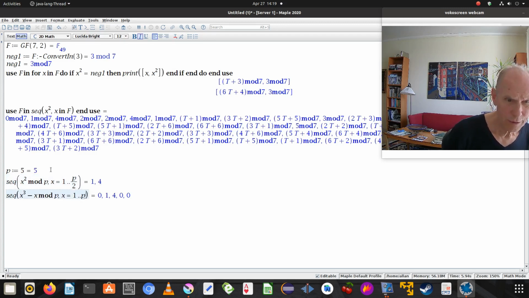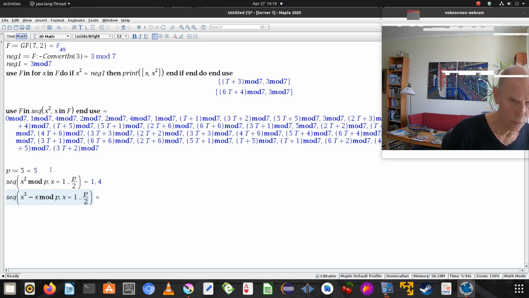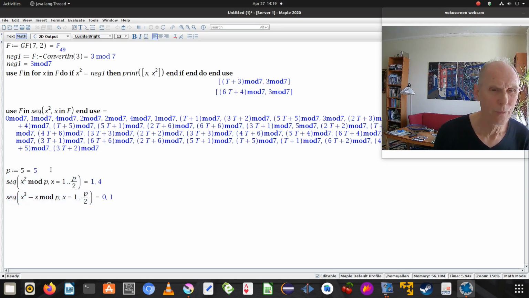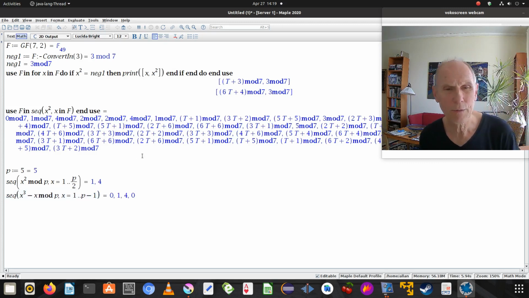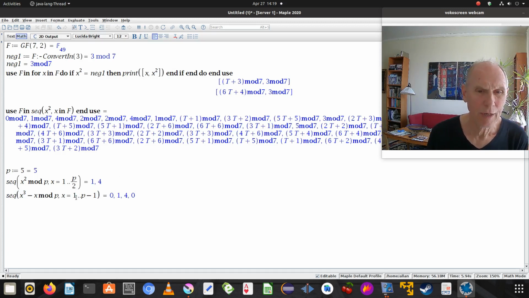There's the squares. Actually, we should go up to p minus 1 here. So we see we hit squares all the time. And maybe I should exclude unity and p minus 1. It's good to have them. So 1 point, 2 points, 2 points, and 1 point. That's 6. And then we have naught as well. So let's take naught in as well.